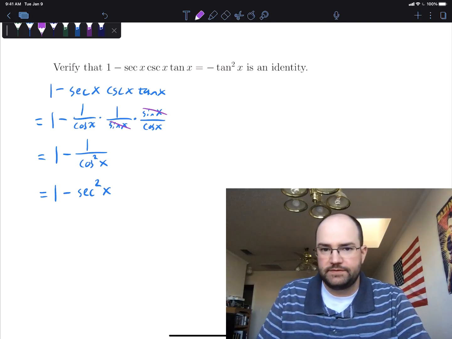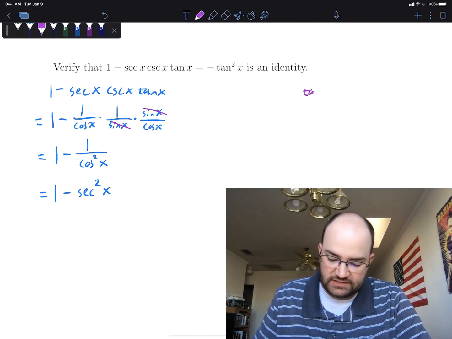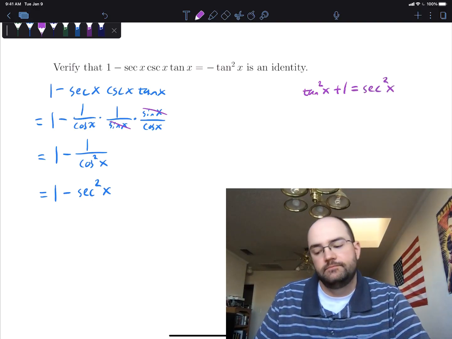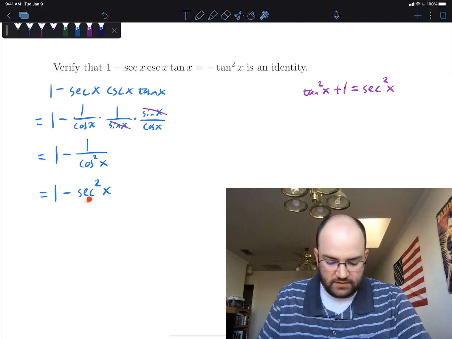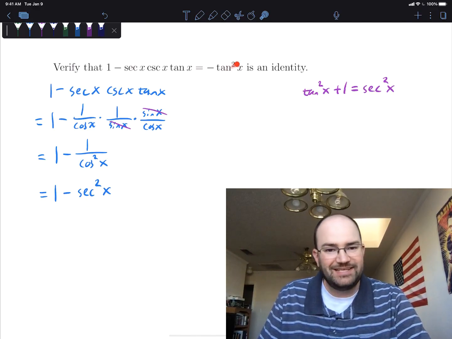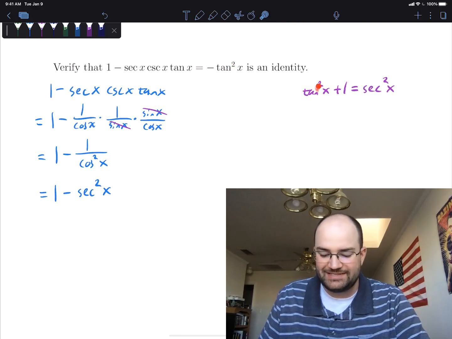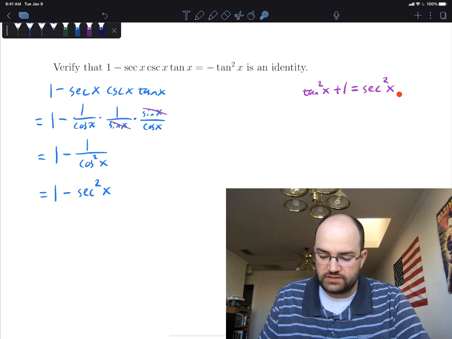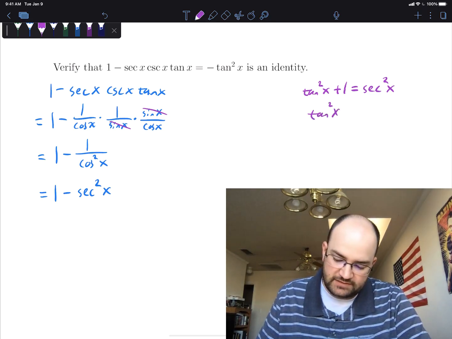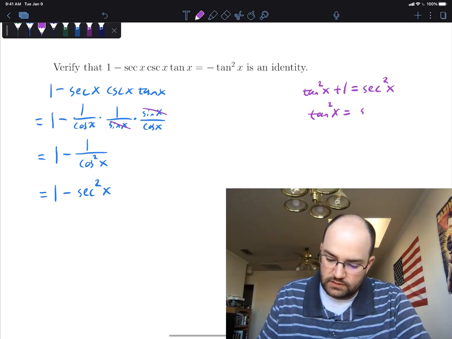Now remember from the previous video that we saw that tangent squared of x plus 1 is equal to secant squared of x. Notice that we've got 1 and secant squared of x, and I want to get a tangent squared of x out of that. Notice that there is a tangent squared of x. So I can move this 1 to the right-hand side. If I do that, that means that tangent squared of x is equal to secant squared of x minus 1.